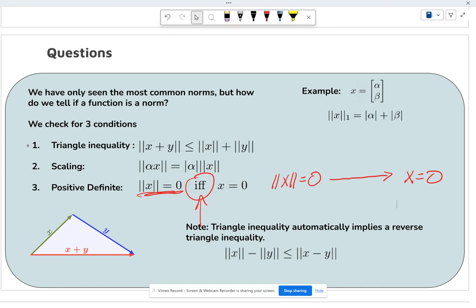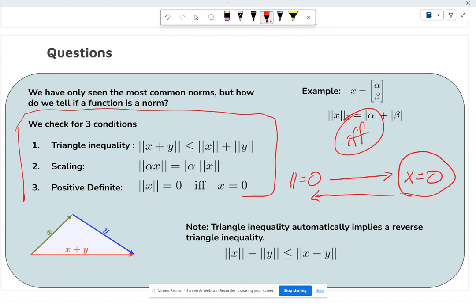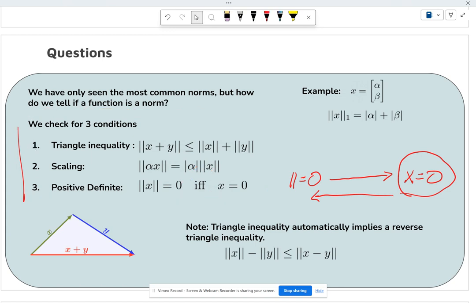And it goes the other way around. If you see that x is 0, then the norm must also be 0. So that is what if and only if means. You see this condition and this condition, and you can basically say one implies the other, and vice versa. So these three form the definition of a norm. Now, the definition of a norm is not that important for this class, but I do want you to have an idea when you read this what it means.